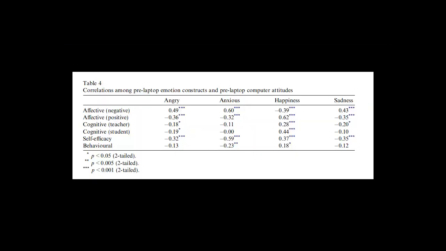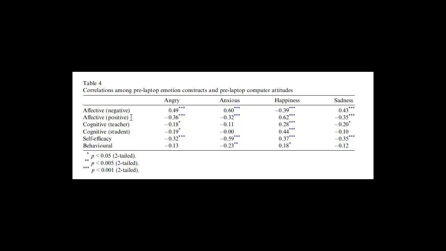I'm going to show you how to read a correlation table. This is table 4 and it is labeled correlation among pre-laptop emotion constructs and pre-laptop computer attitudes. And what I did in this study is I asked students in a Likert scale their affective attitudes towards computers. The negative ones where they didn't like using computers, and the positive ones where they did like using them.